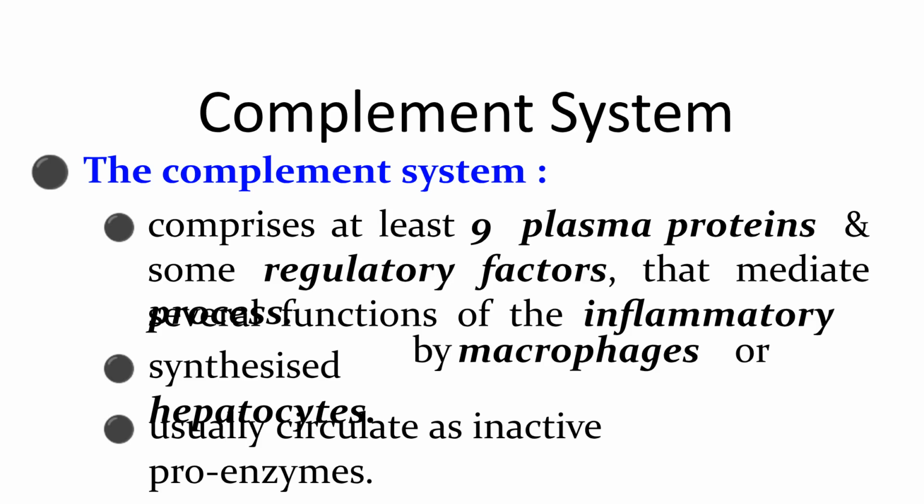The complement system includes at least 9 plasma proteins and regulatory factors that mediate inflammatory processes. These components are synthesized by macrophages or hepatocytes, circulate as inactive proenzymes, and are heat labile.